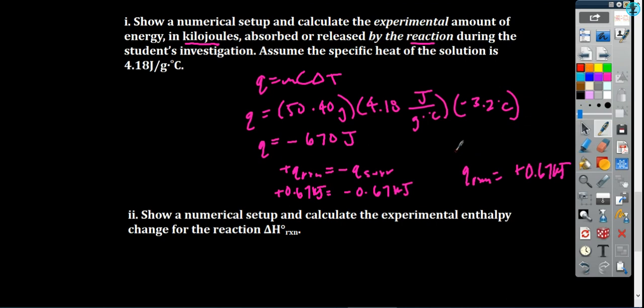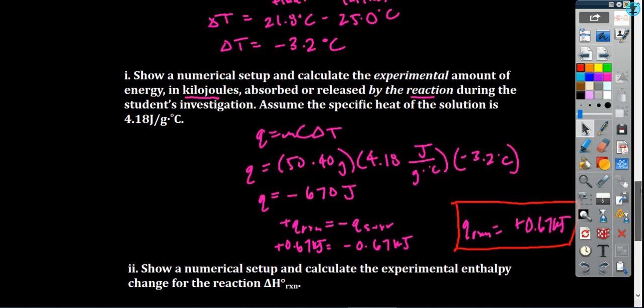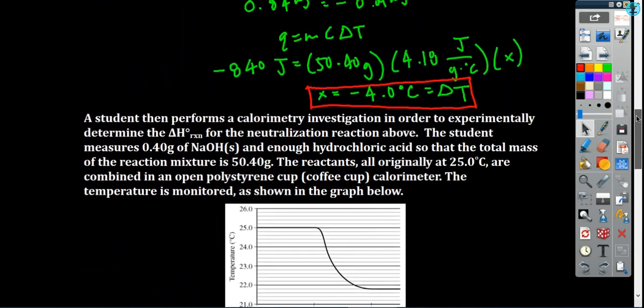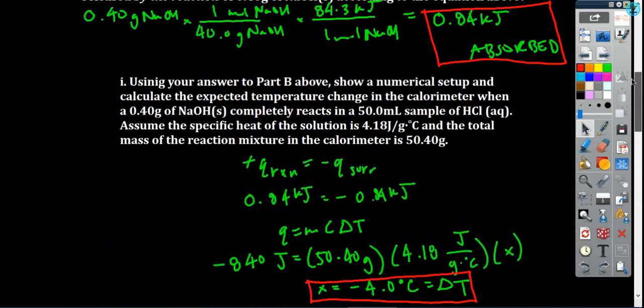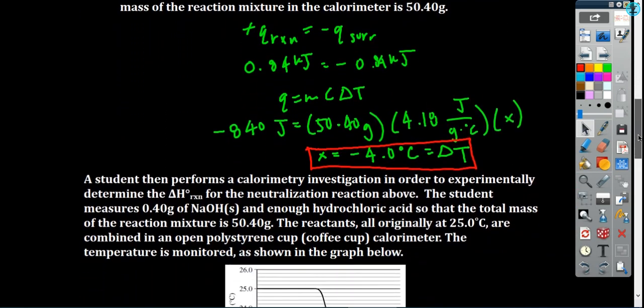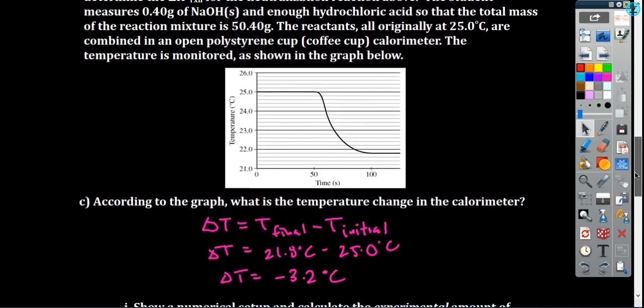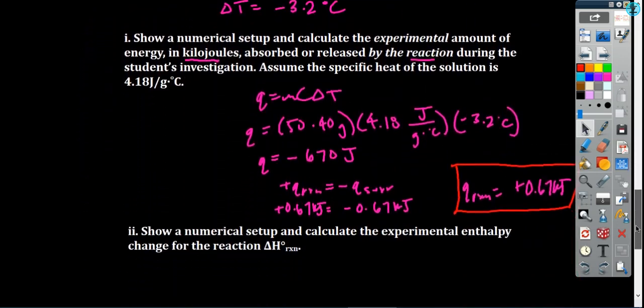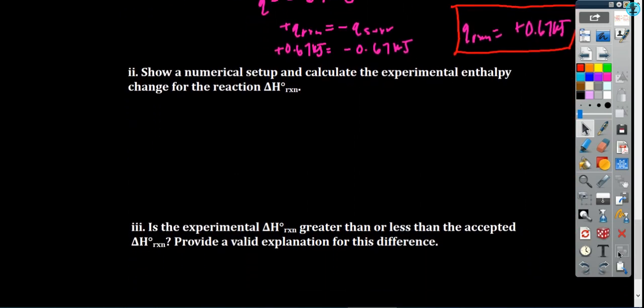So the heat of the reaction is positive 0.67 kilojoules. That's the amount of heat that we experimentally determined was absorbed upon the reaction of 0.40 grams. And remember, we expected that the reaction would absorb 0.84 kilojoules. So, ouch, our experiment right now isn't quite matching up to what we would expect. But let's keep going. Show a numerical setup and calculate the experimental enthalpy change for the reaction.